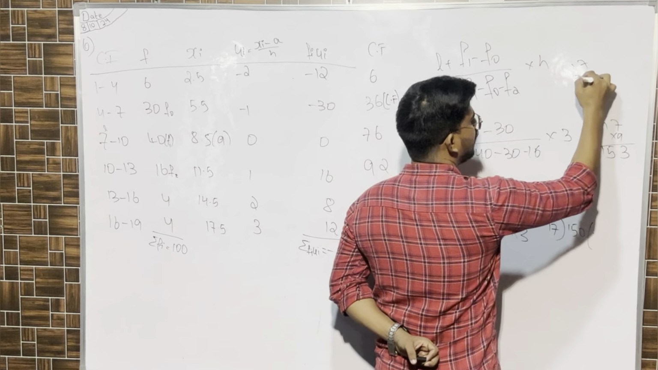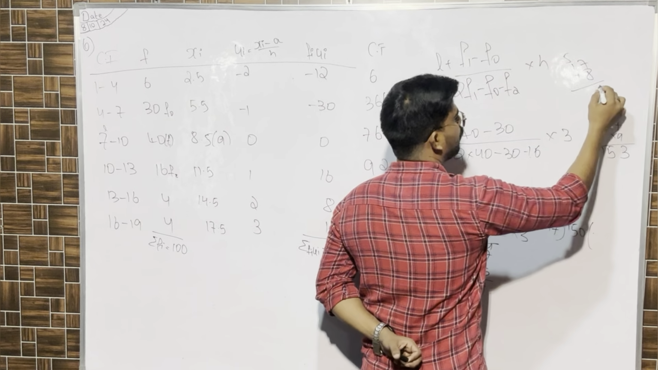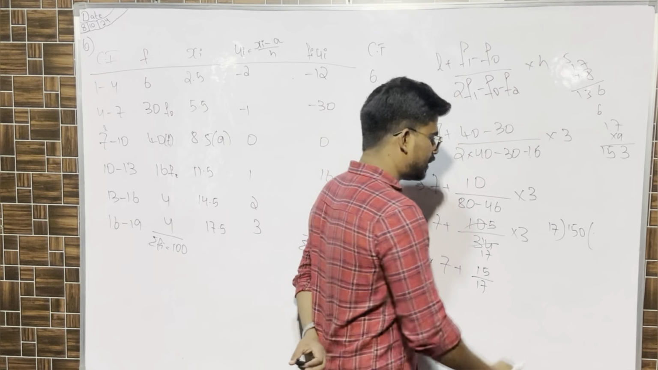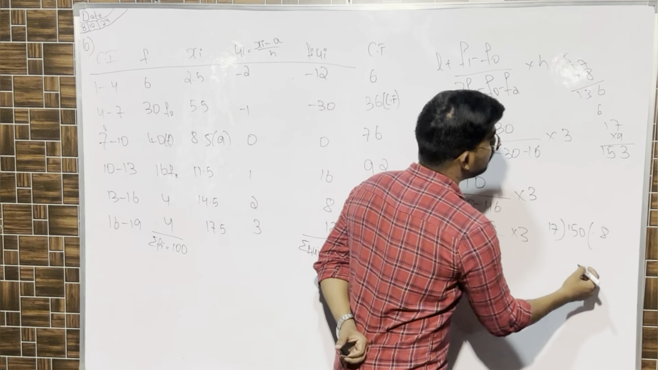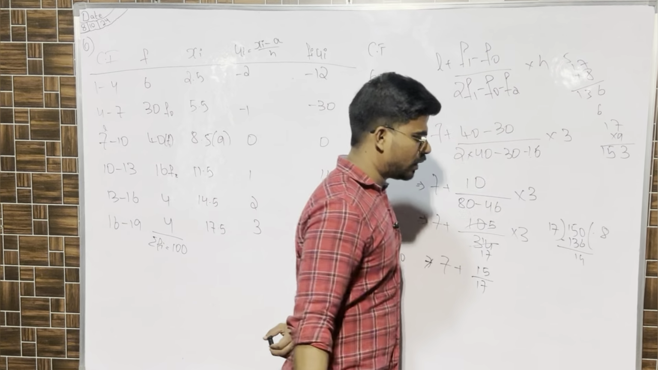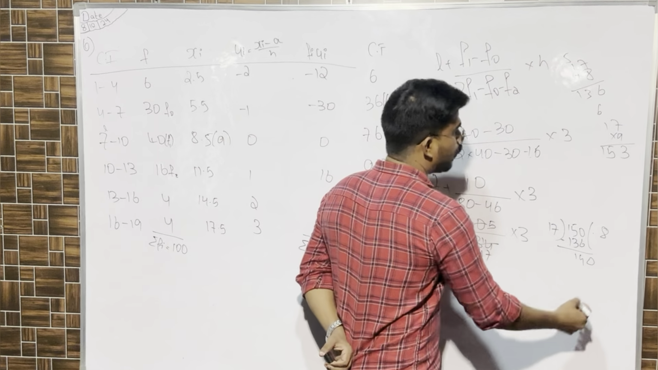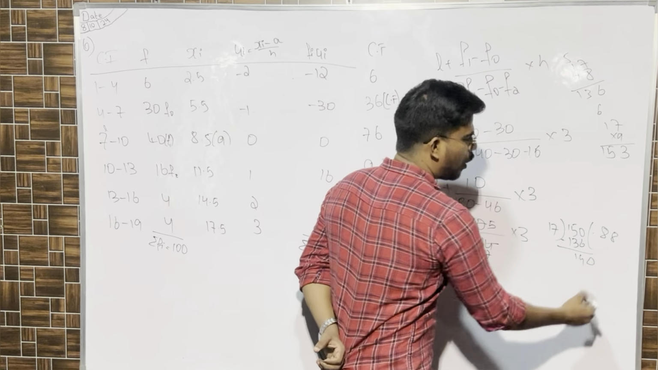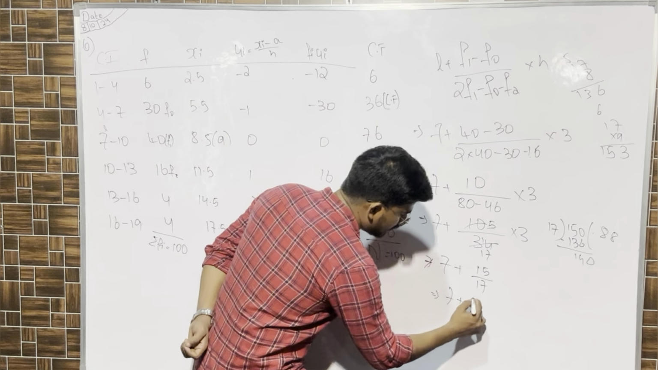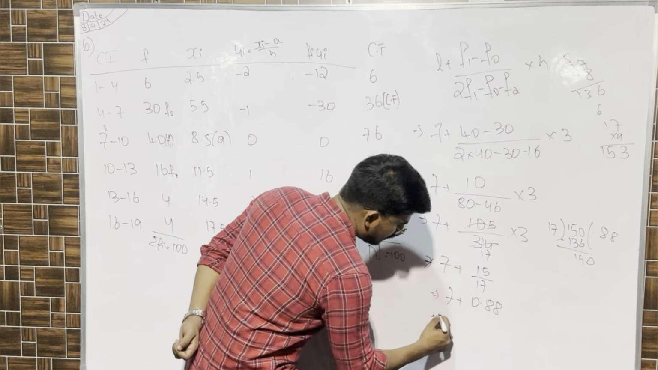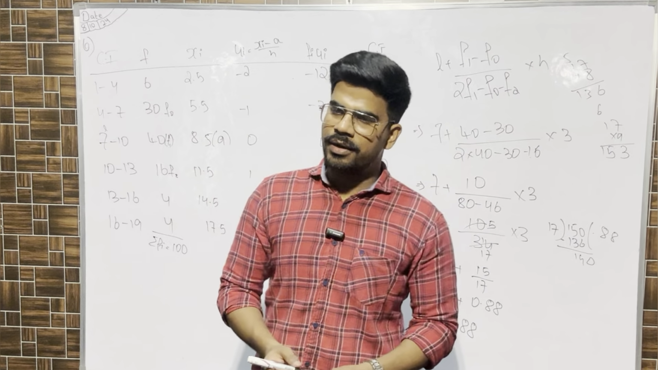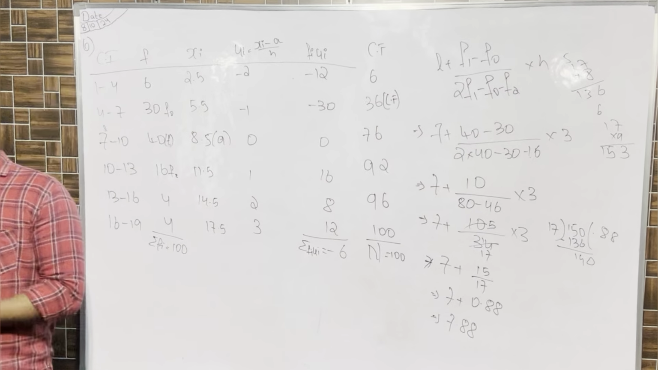153. 17 8s. 7 8s, 56. 8 1s is 8. 8 plus 5, 13. 136. 17 8s are 136. After doing subtraction, I'll get 14. Right? Point is there, I'll take 0, 140. Less than 140, 136 again. 0.88. So it is 7 plus 0.88. It is 7.88. Mode. We calculated mean, median and mode.